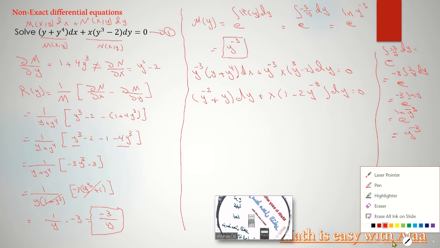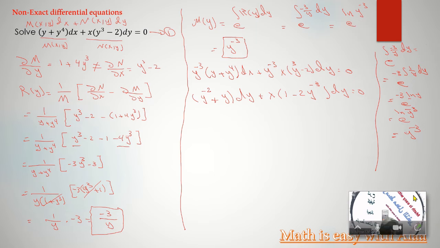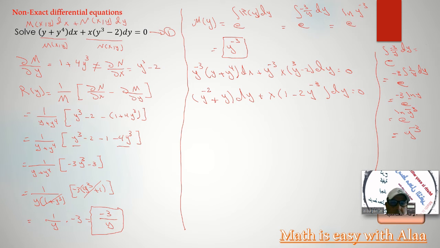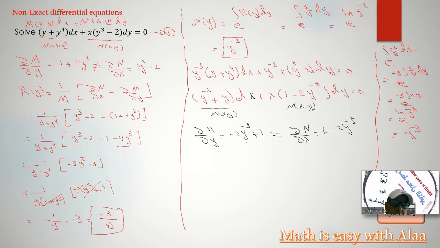Take this one here. I want to change the, okay, now this is M(x,y), and this is N(x,y). Now partial M with respect to y equals the derivative of y to the power negative 2, it means negative 2 y to the power negative 3, and the derivative of y is 1. Partial N with respect to x, this is a constant multiplied by x, the derivative of x is 1 times the constant, it will be 1 minus 2y to the power negative 3, and you see here they are the same, so it's exact.